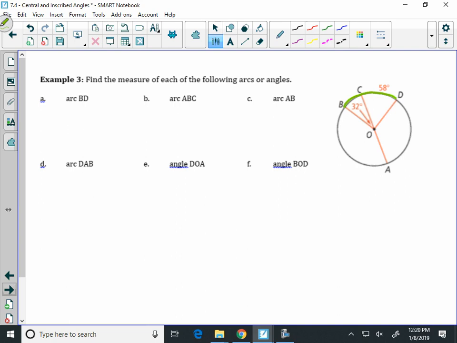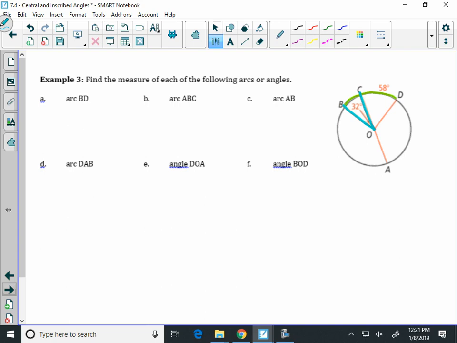Okay, so whenever something is missing, whether it's an arc or an angle, go to its corresponding piece. So if an arc is missing, go to the angle. What type of angle is that? Is that central or inscribed? Central. What do we know about a central angle and its arc? They're the same. So this angle is 32.